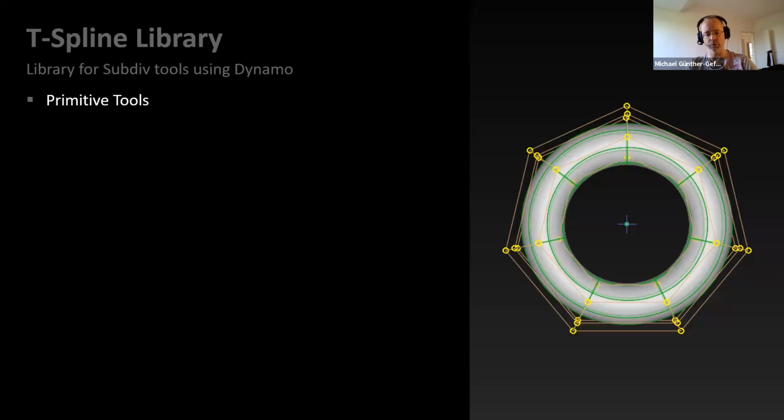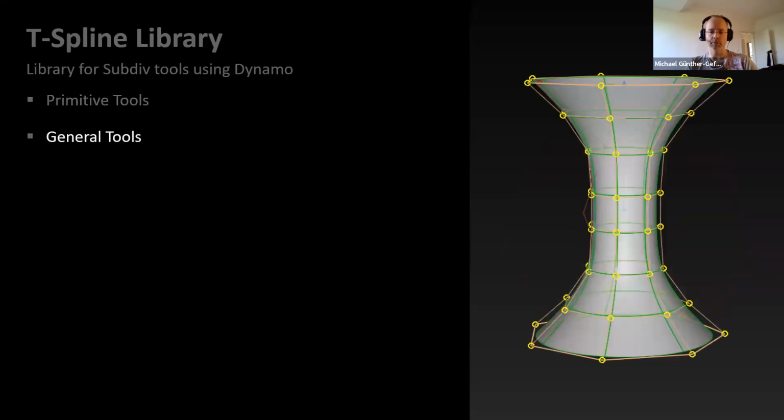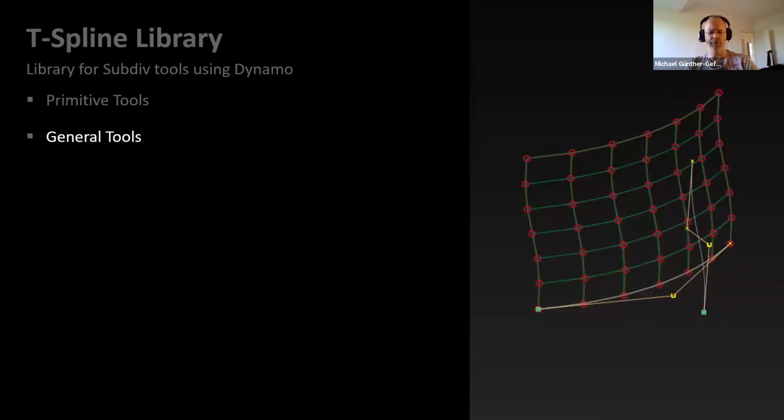And I will later also show the Dynamo library I've created so far in regards of using the T-Spline library to provide primitive tools inside of Alias. This is a different one, the Revolve tool also. And in different application areas, the Sweep tool is also on the Dynamo side to create, taking two curves and create a subdivision object out of it.